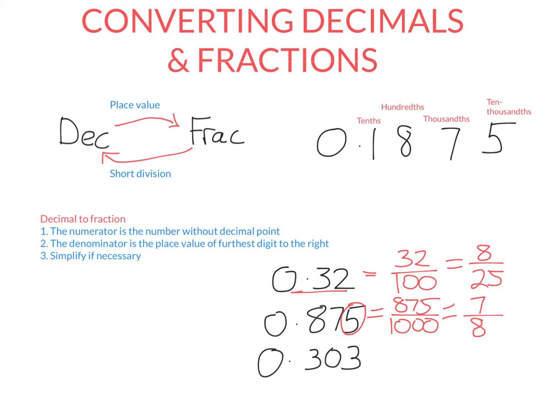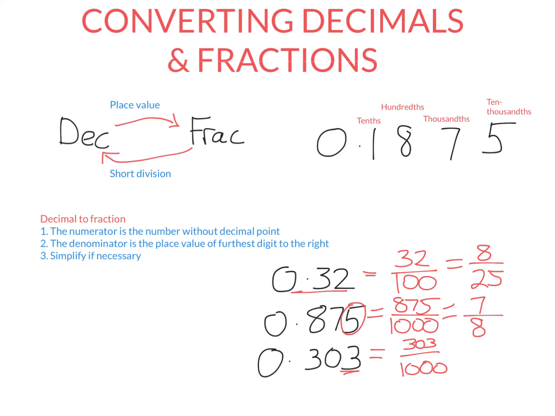All right, what about this last one here? So again, the number furthest to the right is in the thousandths column. So we put 1,000 on the bottom, and what goes on top is the number without the decimal point. So can I simplify this? Well, the prime factors of 1,000 are 2 and 5. So any number on top, if it's not divisible by 2 or 5, it's not going to have any common factors with 1,000. So I know I can't simplify this any further. These two numbers do not have any common factors.